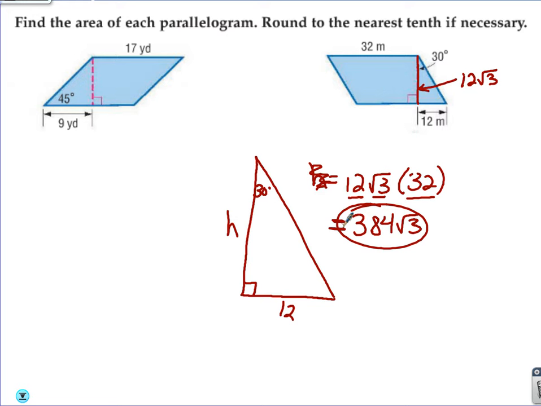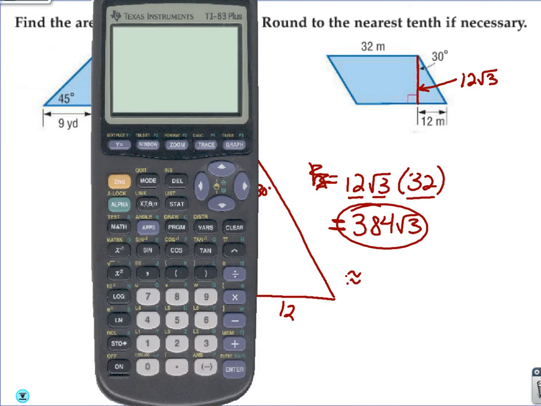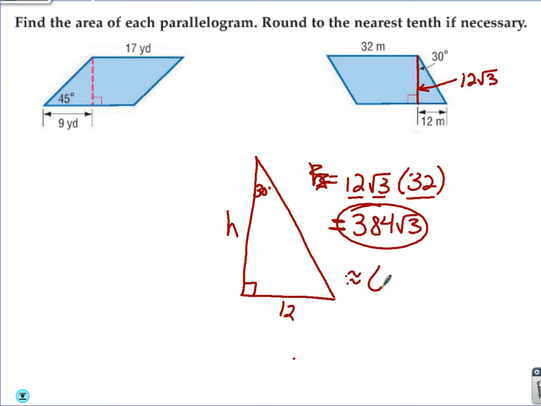Now if you want approximate, you could have actually took that 12 root 3 and turned it into a decimal, right? And multiplied that by 32. Or we can take this 384. Watch how I type this in. I can simply do on my calculator 384 root 3, which is 384 times root 3, which is 665.1. And that's in meters squared.